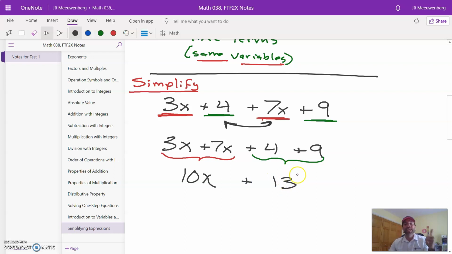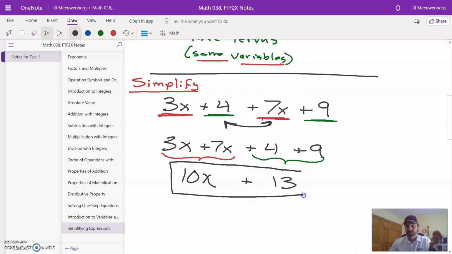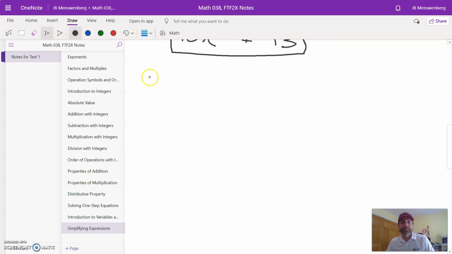And what we have now is a simplified expression. It happens to have two terms in it still, and that's okay. But one has an x, one has a 13. So we can't do anything more to simplify that. That is a completely simplified expression. All right. How about this one?